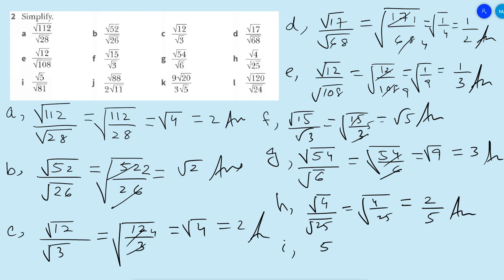Part I is root 5 upon root 81. So this can be written as 5 upon 81 whole root. Square root of 5 is simply square root of 5, because the square root of 5 is not a whole number. So it will remain square root of 5, but the square root of 81 is 9. So the final answer is root 5 upon 9.